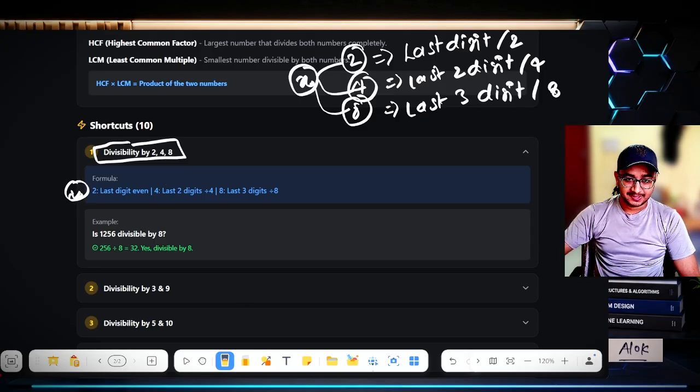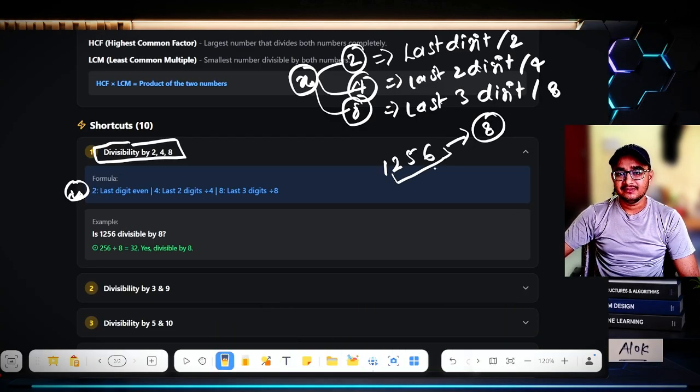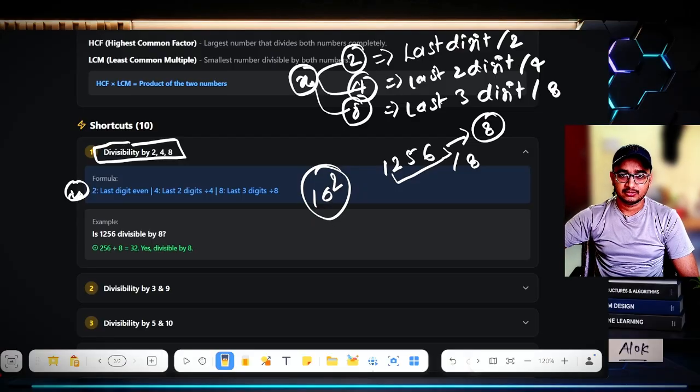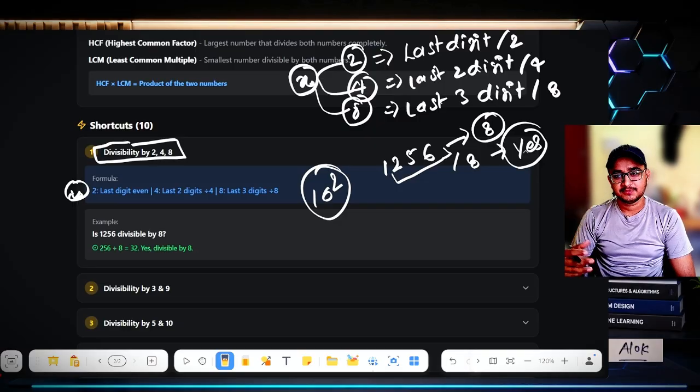Now let us take an example, 1256. We have to find out whether this number is divisible by 8 or not. What do you have to do? You have to take the last 3 digits and see whether they are divisible by 8. Yes, 256 is divisible by 8 because it is, I am fairly sure, 16 squared. Whatever I know could be wrong, but I think it's correct. So the last 3 digits are divisible by 8, so 1256 will be divisible by 8. You have to find out these values using this concept.